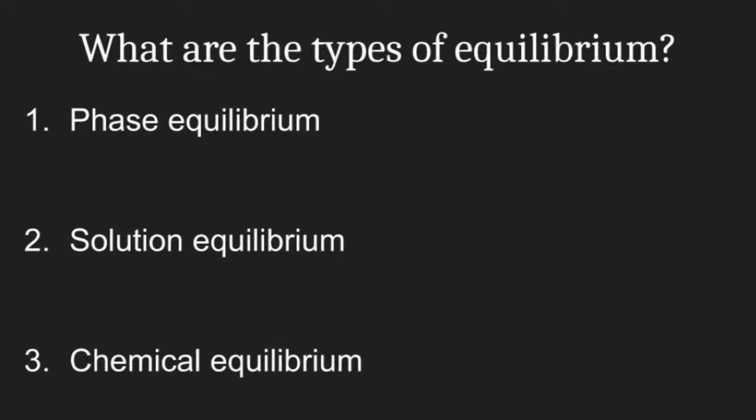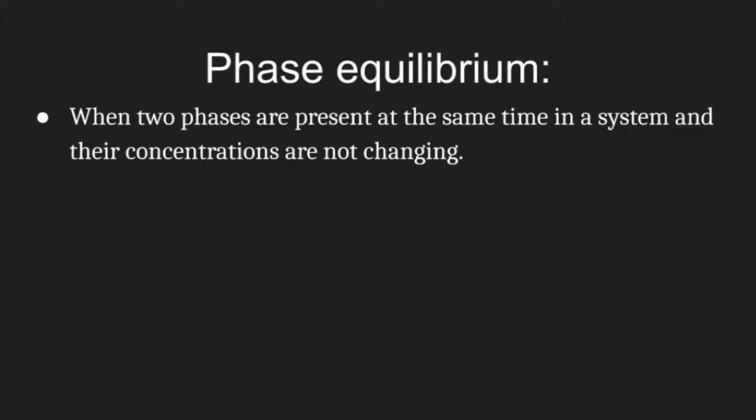Now, there are different types of equilibrium. In this video, we're going to go over three main types: phase equilibrium, solution equilibrium, and chemical equilibrium. So the first type of equilibrium we are going to discuss is phase equilibrium. This is when we have two phases, just as a solid or a liquid, present at the same time in a system, and their concentrations aren't changing.